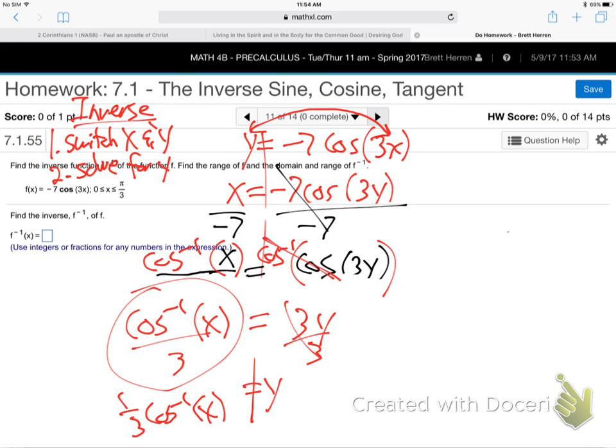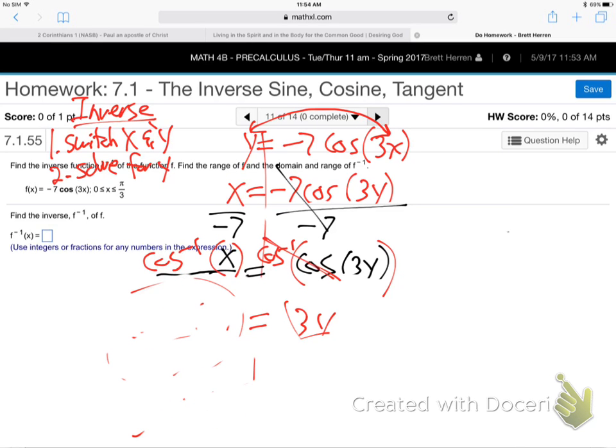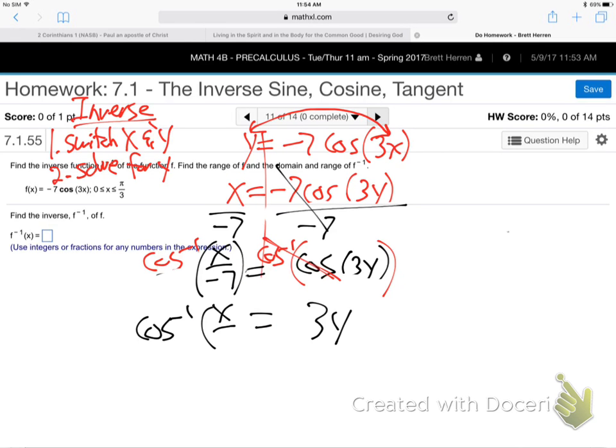Question? Oh, I lost the -7, didn't I? Is that what you were saying? Just as you were speaking, it hit me that I was being crazy. Yeah, I just lost it. Sorry, thanks. Let me go back and fix that. This should have been, all along, x over -7. Thank you. And then from there, we had 3y equals cosine inverse of x over -7. I lost that, and then divide by 3.